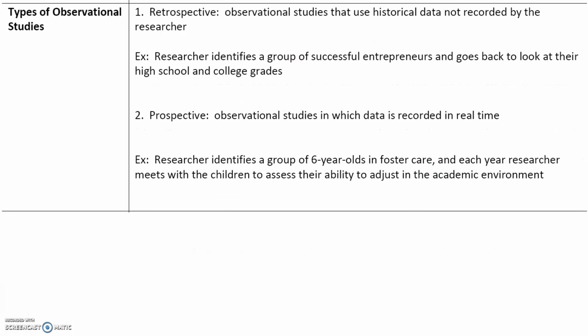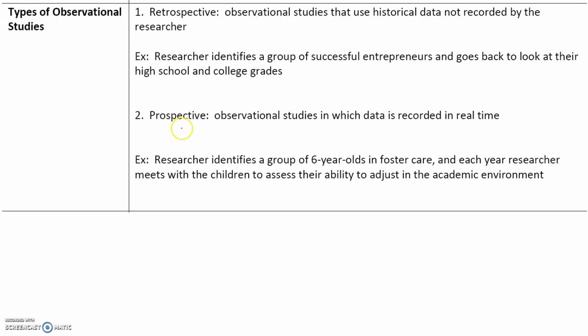There are two types of observational studies. One is a retrospective study. Observational studies are retrospective when they use historical data that's not recorded by the researcher. For example, a researcher identifies a group of successful entrepreneurs and goes back to look at their high school and college grades. These are historical records and not recorded by the researcher as part of the experiment.